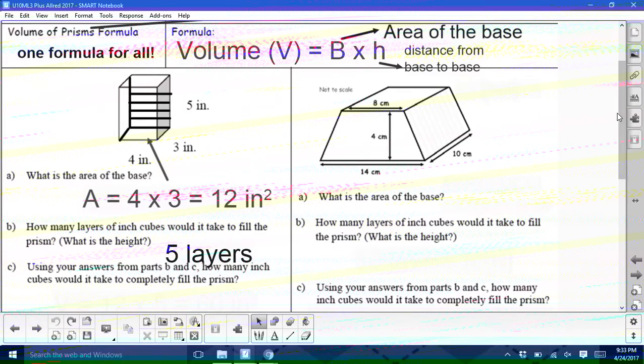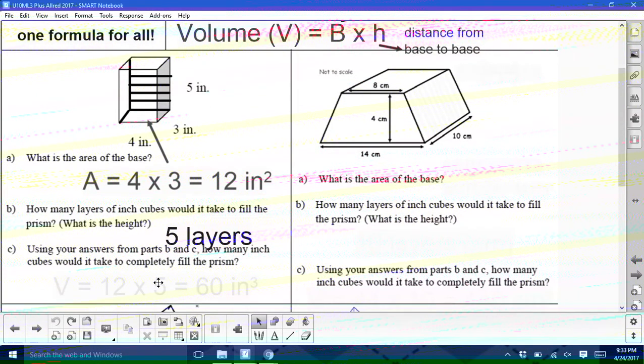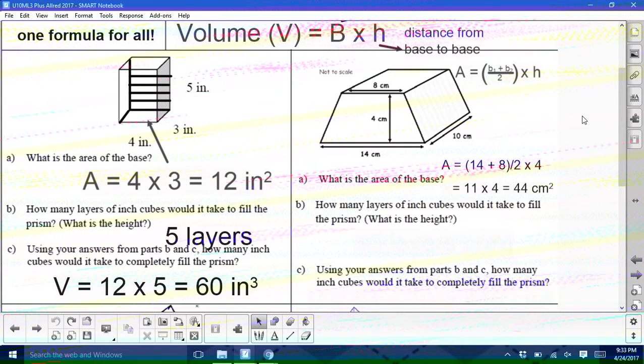To find the volume of it, I'm going to take the area of the base, which I got was 12, multiply it by 5, and I got 60 inches cubed for the volume of that rectangular prism. I'm still looking over here at this trapezoidal prism. We're still going to use our same formula for volume: big B, the area of the base, times the height. To find the area of a trapezoid, we do base 1 plus base 2, divided by 2, times the height, just like we did in the beginning of the unit. So to find the area of that trapezoid, I did 14 plus 8. That's 22, divided by 2 is 11, times 4. 11 times 4 is 44 centimeters cubed.